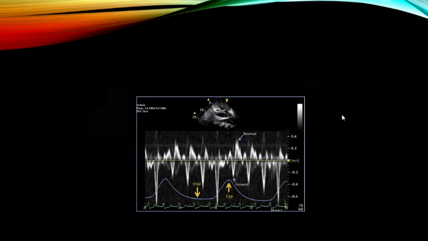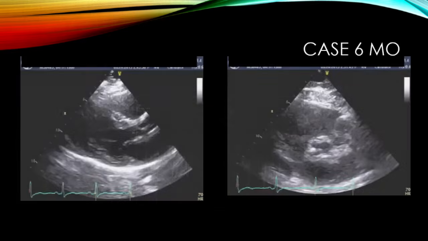Your classic picture, textbook again, would be something like this. With inspiration, you see the flow increase, but with expiration, you have a decrease in forward flow, and there is a reversal. And this ratio, if it's greater than 0.79, is also pretty specific for constrictive pericarditis.